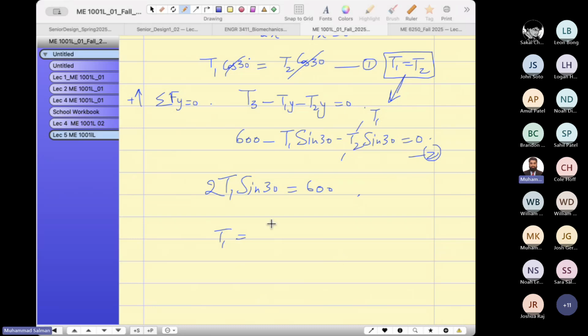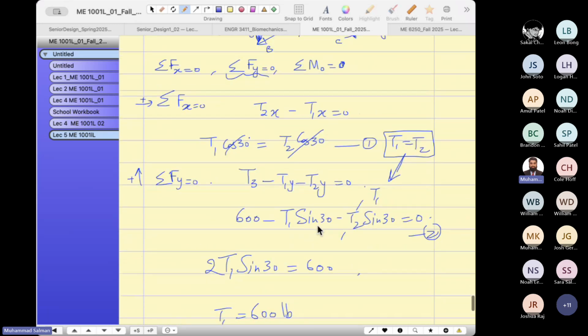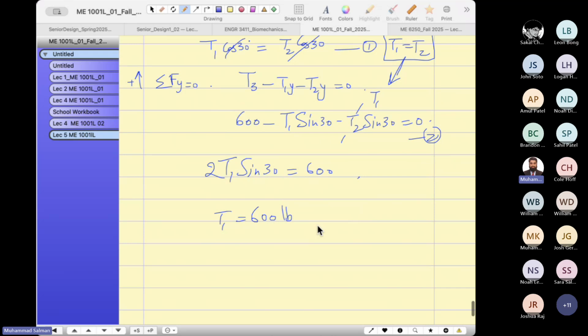Alexander says 600. I want to see two, three more students. This is in pounds, right? Cole says 600. Sahil says 600. Okay, that's good. So from equation 1, T1 equals T2, so this is also equal to 600 pounds. Tristan says, okay, Tristan, let me show you.